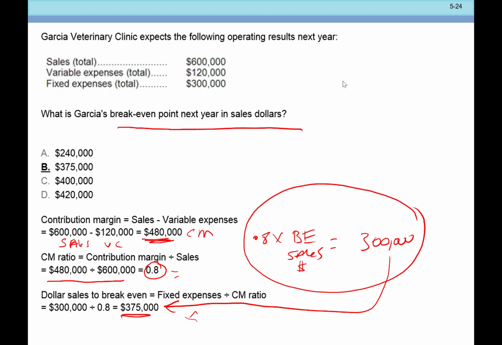I take that 0.8 contribution margin ratio, I set it up, times my break-even sales, what this question was asking, has to equal my fixed cost of 300,000. So I go ahead and do the math on that, and that means that my sales dollars to break even is what? 375?